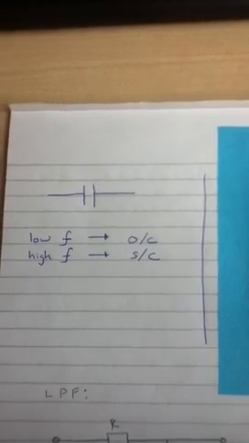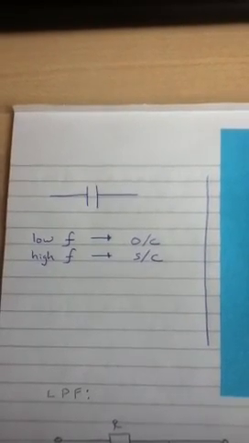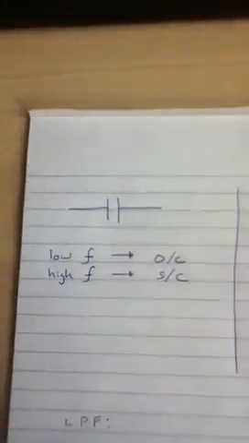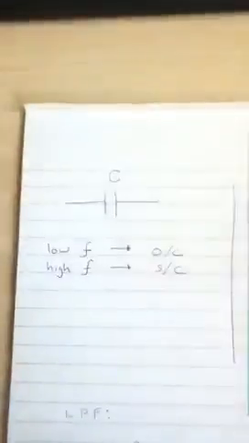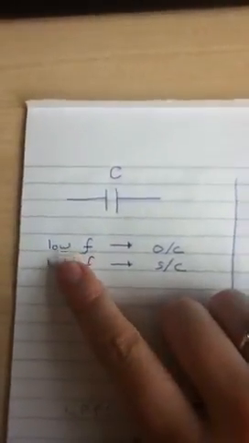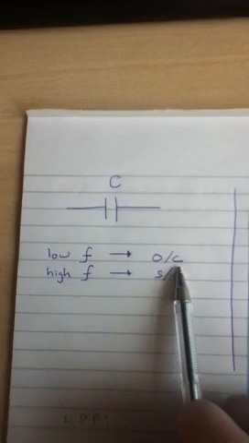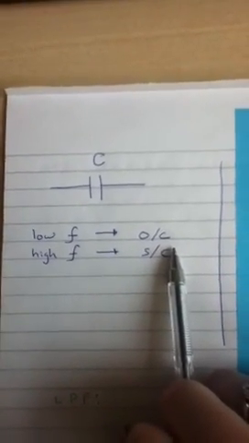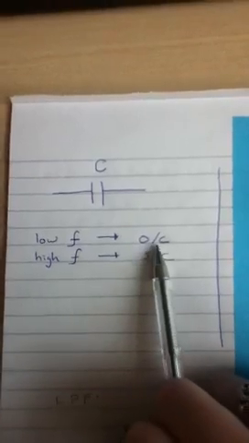The way filters behave is all down to the nature of inductors and capacitors with changing frequency. They're opposite, so if you replace an inductor with a capacitor, you get the opposite kind of filter. Here I've got a capacitor, and I've just drawn my circuit. At low frequencies, capacitors behave as open circuits. That's just something you need to live with, really.